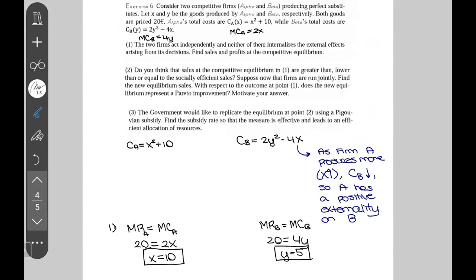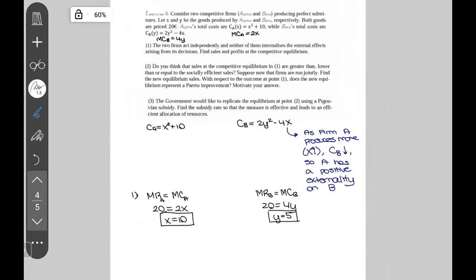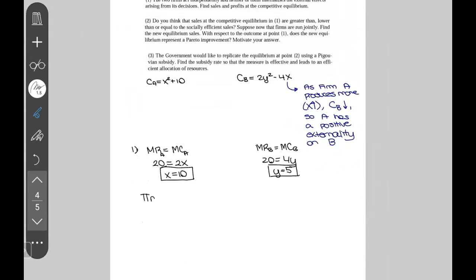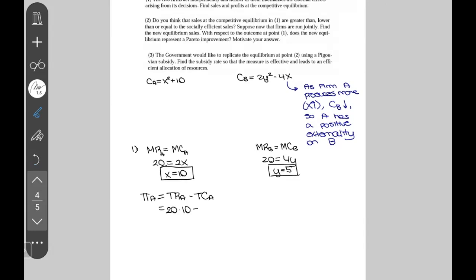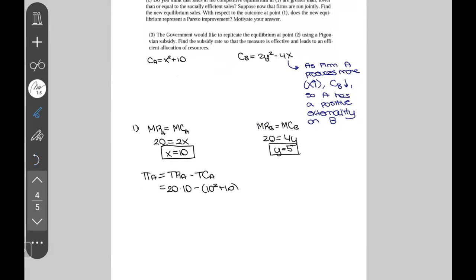So they wanted the sales, and now we want to find also the profit. So usually we just want to calculate profit by taking total revenue minus total cost. So we need total revenue of A and total cost of A. For total revenue, we can just take the price times the quantity. So price was 20 and quantity was 10. And total cost, we can just plug in the quantity into the cost function that they gave us. And let me just check what that's going to give us. Okay, that's going to be 90.